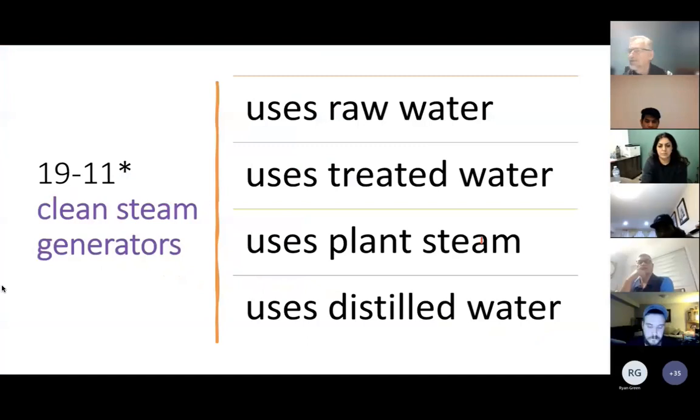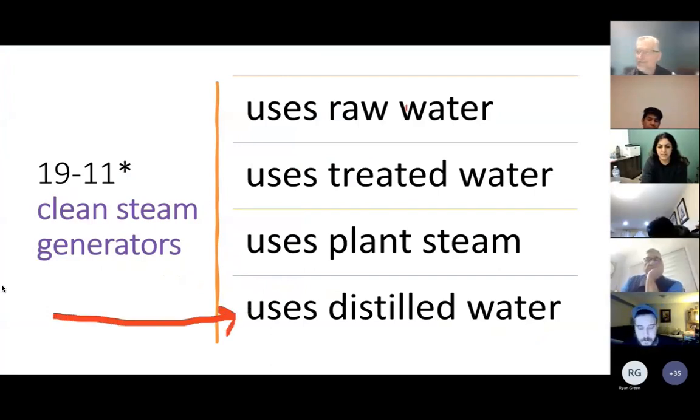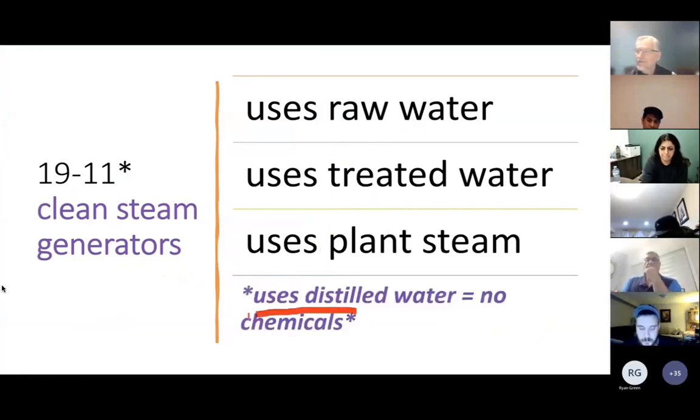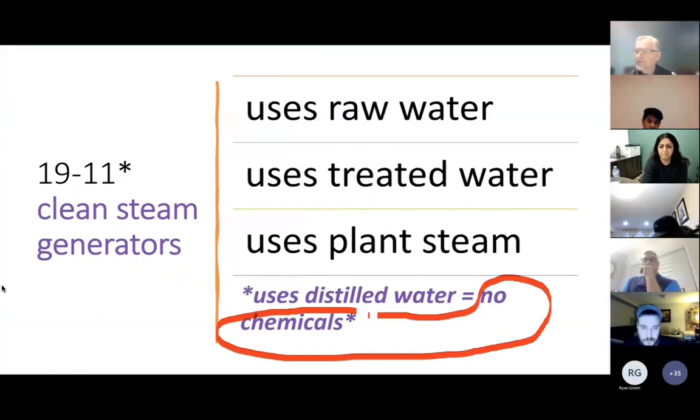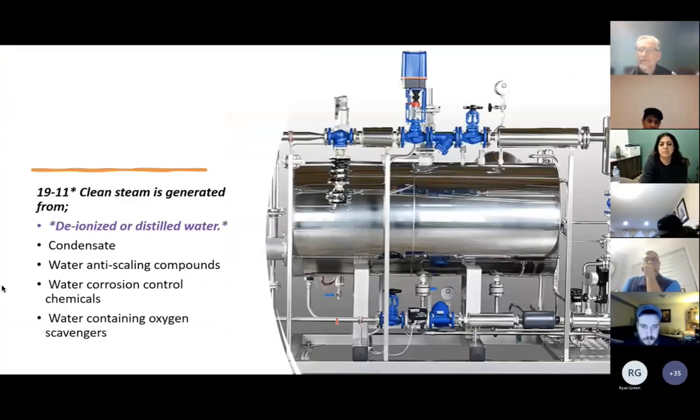Clean steam generators use what? Distilled water. Distilled, thank you. And that might be called water with no chemicals. Clean steam is generated from, also might be called deionized, okay?